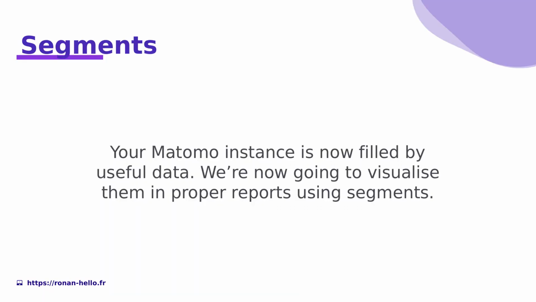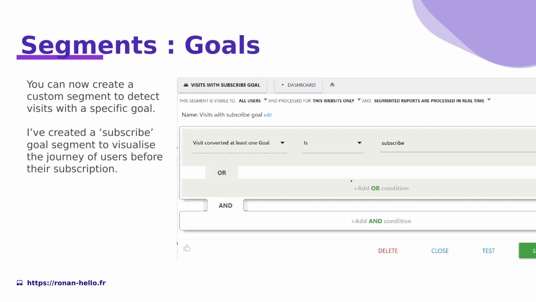For this second part, we will talk about segments, because your Matomo instance is now filled with useful data, and we are now going to visualize it in the proper reports using segments. The first category of segments that I will create will be goal segments, based on achievements or not of a goal. Here, as you can see, we just create segments which allow you to filter the visits using the achievements of a goal.